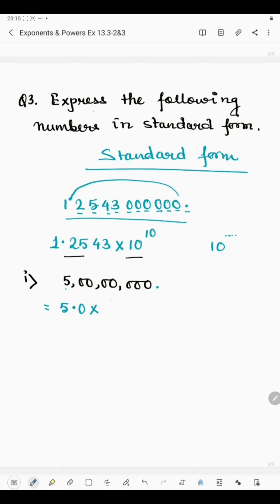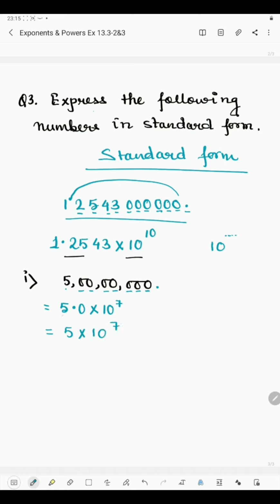Now we will give a multiply sign. Now what will be the power of 10? See, the point has been shifted 1, 2, 3, 4, 5, 6, 7. It has been shifted after 7 places, so the power of 10 will be 7. Now this 5.0 can be written as 5 multiplied by 10 to the power 7.